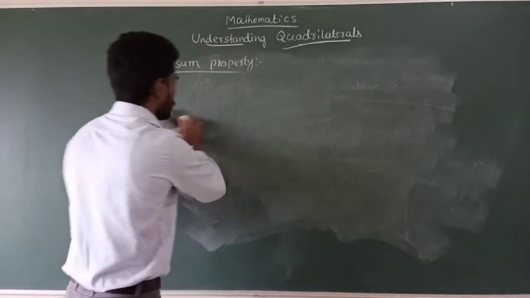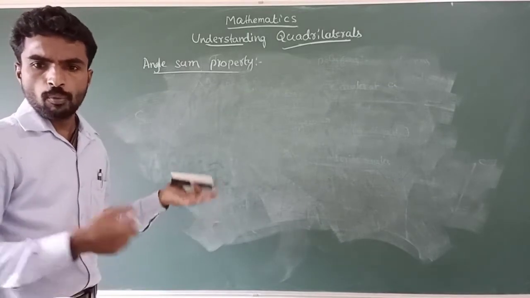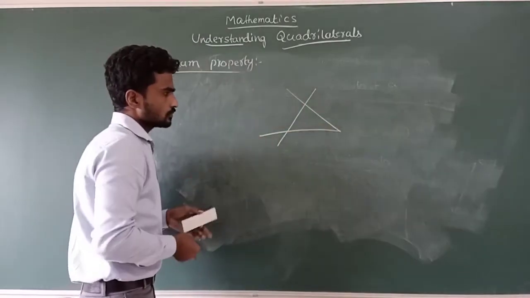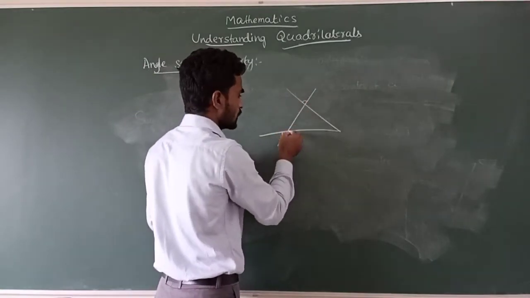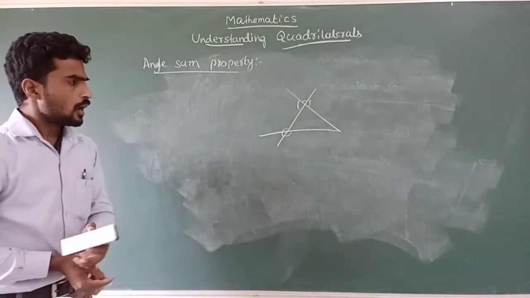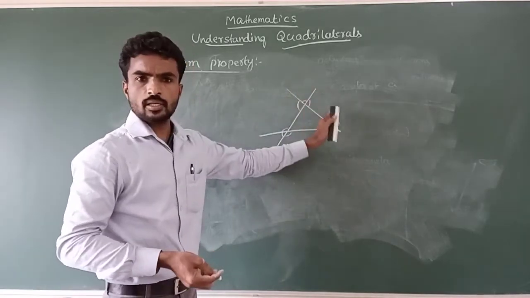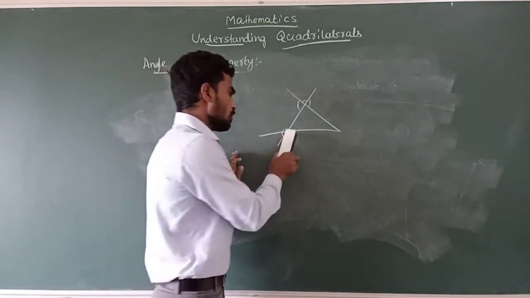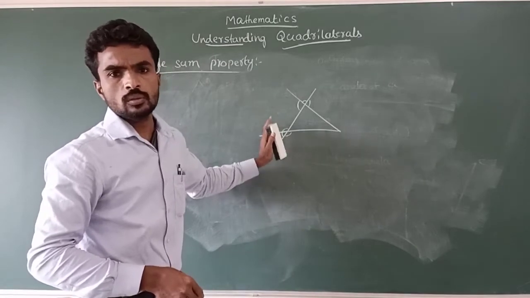Now, to find out the exterior angles of a polygon, for example, I will draw a polygon like this. Here some exterior angles are there. These angles are the exterior angles. How can we find out the sum of these exterior angles of a polygon? That is very simple. The sum of all exterior angles of a polygon is equal to 360 degrees.